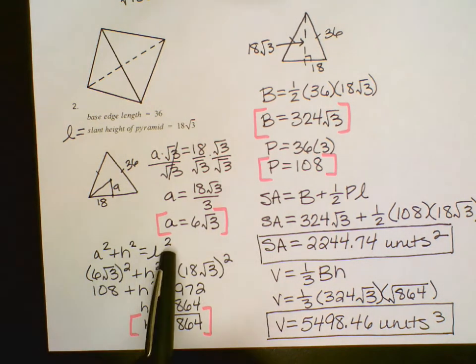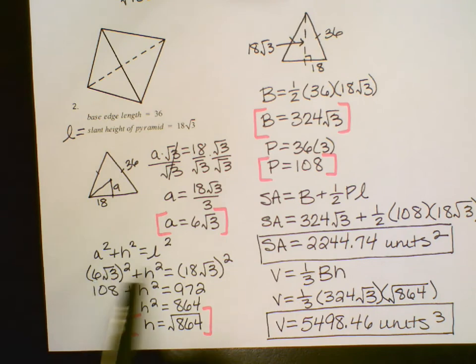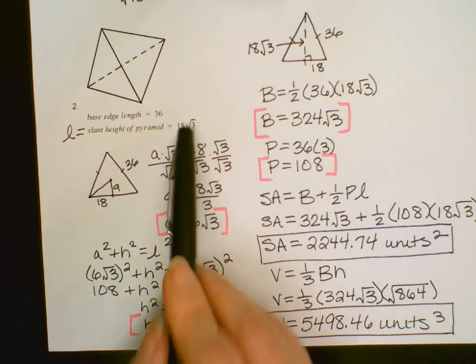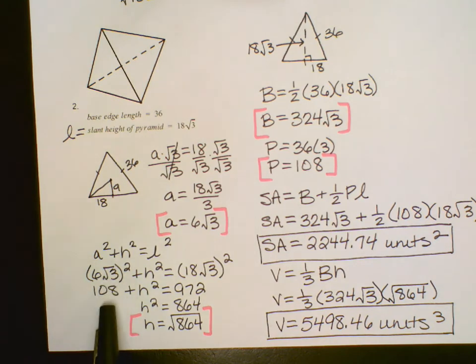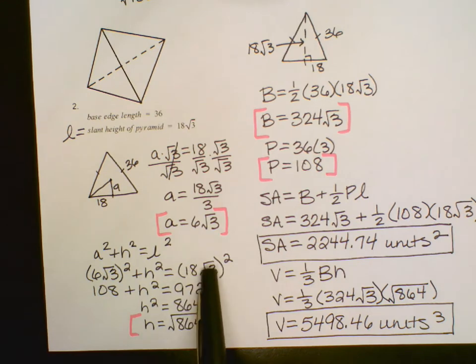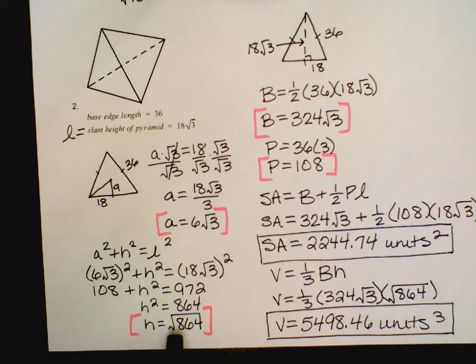Using the Pythagorean theorem then, A squared plus H squared equals the L squared value we were originally given. Now, I've included here the 6 square root 3. When you square it, you should get 108. And 18 square root 3 squared should give you 972. So then solving that, we get our H value here as the square root of 864. There again, that's not a perfect square, so I'm going to leave that just in square root form for now.